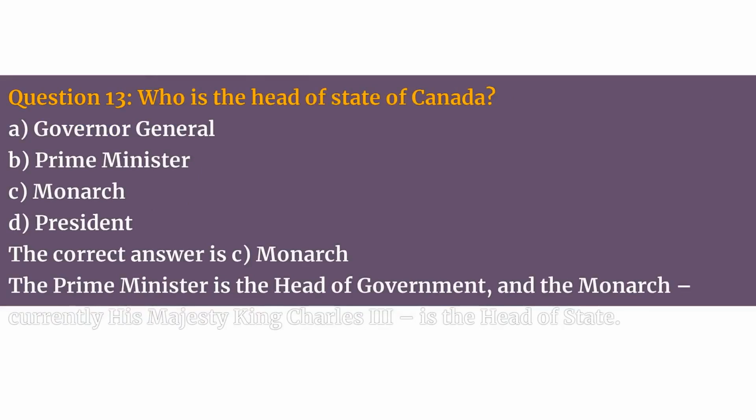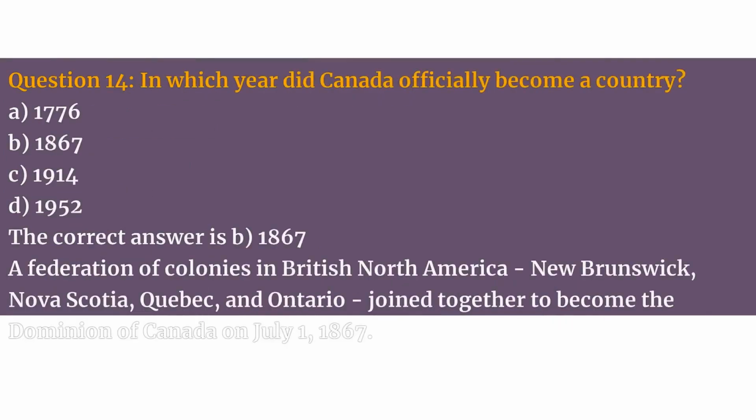Question 13. Who is the head of state of Canada? A. Governor-General, B. Prime Minister, C. Monarch, D. President. The correct answer is C. Monarch. The Prime Minister is the head of government, and the monarch, currently His Majesty King Charles III, is the head of state.